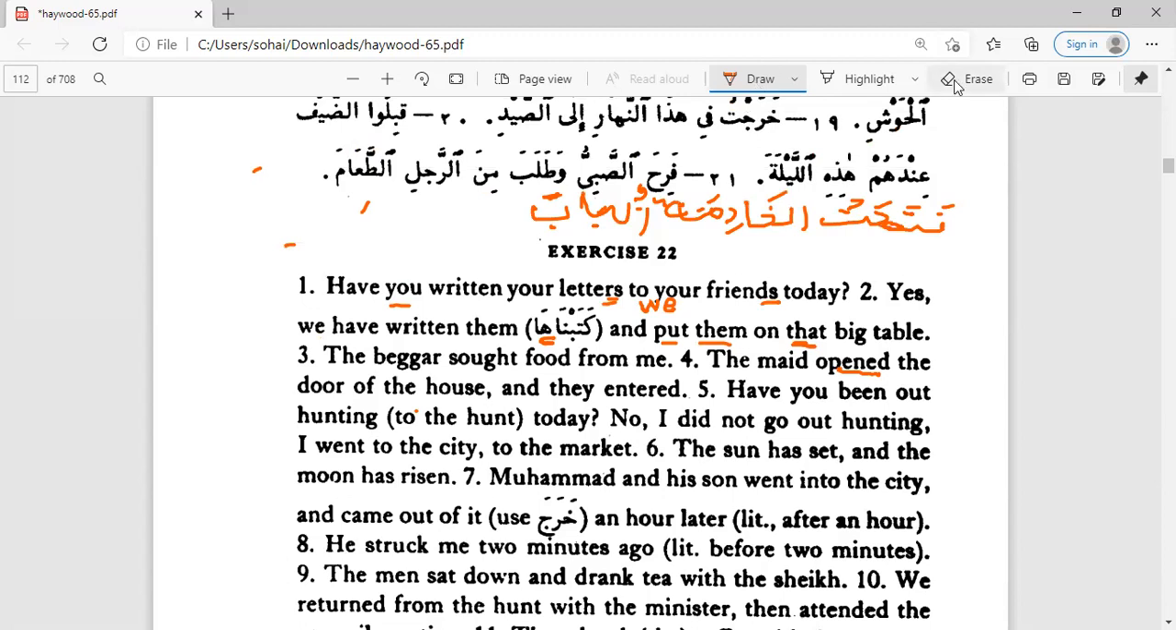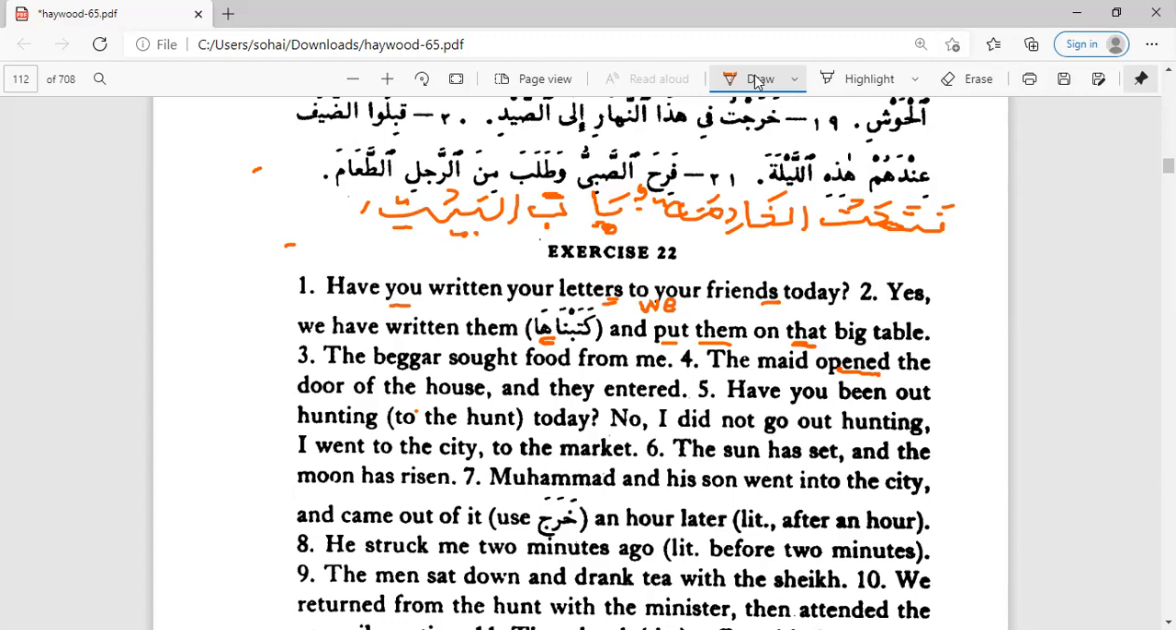Sorry, it says door of the house, so it's going to be idafa. It's going to be without alif lam, because the bab, the door, is going to be mudaf, and it's going to be accusative because it's the object. Babal baiti. As you notice here, when it's the object, only the mudaf is accusative. Obviously, bait is still going to be genitive, because mudaf ilayhi is always genitive. Babal baiti.